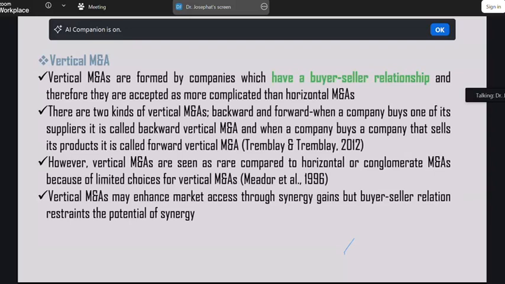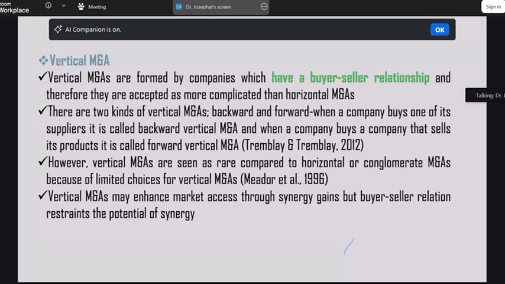When a company buys one of its suppliers, it is called a backward vertical merger acquisition. And when a company buys a company that sells its product, it's called a forward vertical merger and acquisition. Backward, manufacturer anapomnunua supplier raw material, hiyo inaitwa backward. Lakini manufacturer anapomnunua final seller au retailer or whatever, hapo inakuwa ni forward.